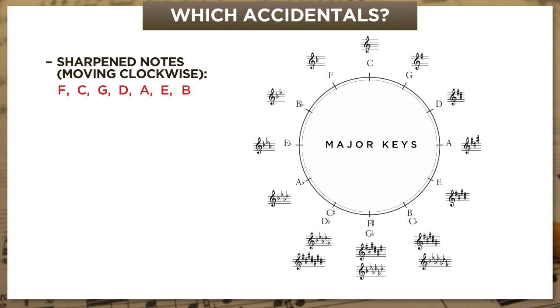Now have a look at the order in which we added our sharps. F, C, G, D, A, E, B. If you've memorized your circle of fifths, you'll recognize that that is actually a segment of the circle of fifths.